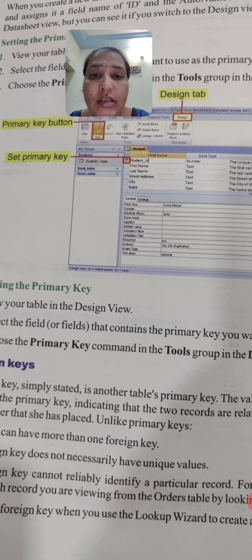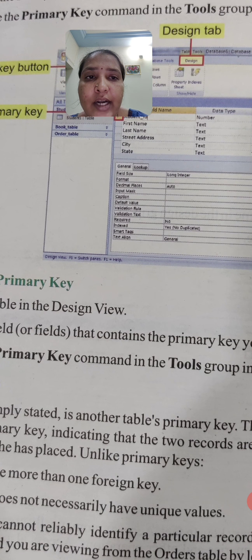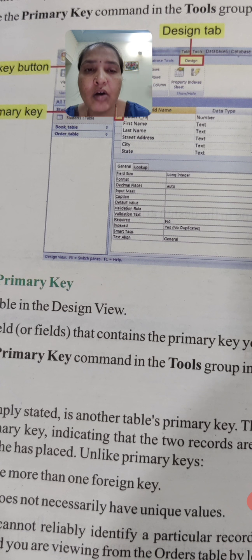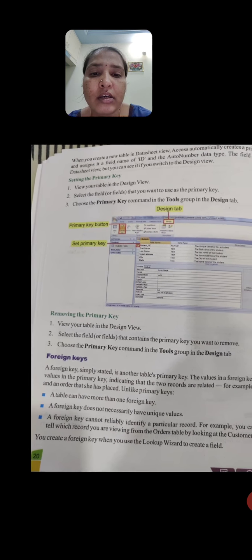See here, they have given student ID, that is the primary key here, because student ID, as I stated earlier, or roll number, is what we call the primary key here. Okay, this is all about the primary key.